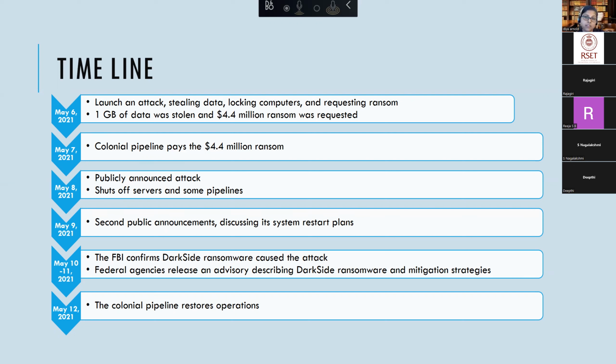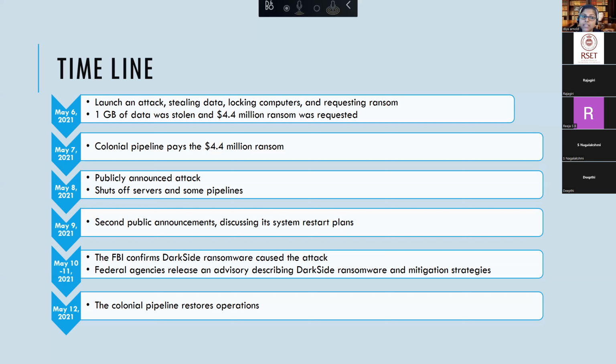Now, what they have done is they have actually stolen 1 gigabyte of data. Along with that, they requested a 4.4 million ransom. Whereas on May 7, 2021, it was said that they paid the 4.4 million ransom in return for their files. Now, on May 8, they publicly announced the attack, and they shut down all the servers and some pipelines. Whereas on May 9, the second public announcement discussed their disaster recovery plans in order to recover the system.